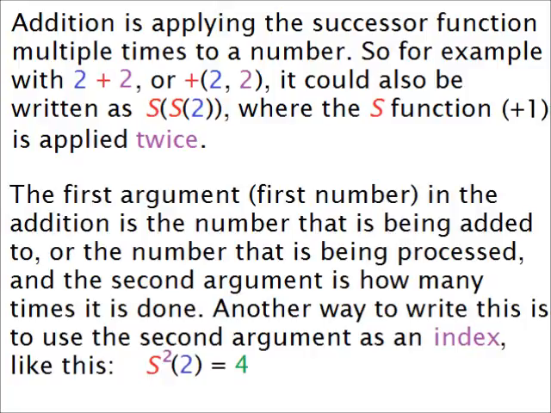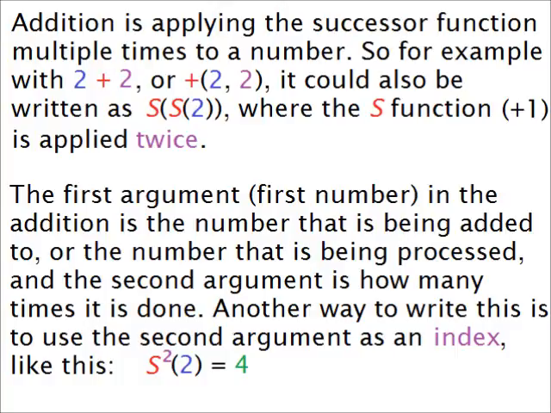The first argument, or the first number, which is the one in blue, in the addition, is the number that is being added to, or the number that is being processed. And the second argument, or the second input, which is in purple, is how many times the successor function is done. Another way to write this is to use the second argument as an index, like this.